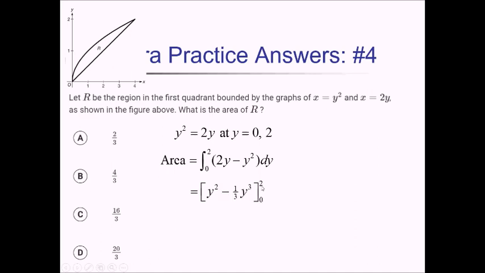Evaluating that from 0 to 2, I have all of this stuff with 2 plugged in, minus all of this stuff with 0 plugged in. And going from left to right, I have to simplify this because my answer choices are simplified. I'm going to have, let's see, 2 squared is 4. This is going to be minus 8 over 3. Everything over here with the 0 is just gone. So we have 4 minus 8/3. This is really 12/3 minus 8/3, which is just 4/3, which is just answer choice B.